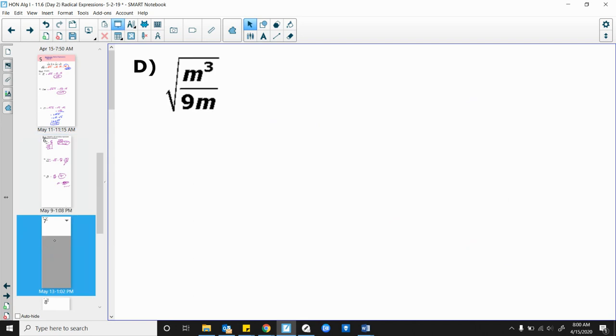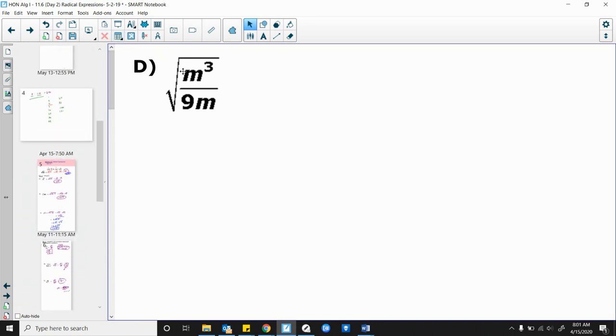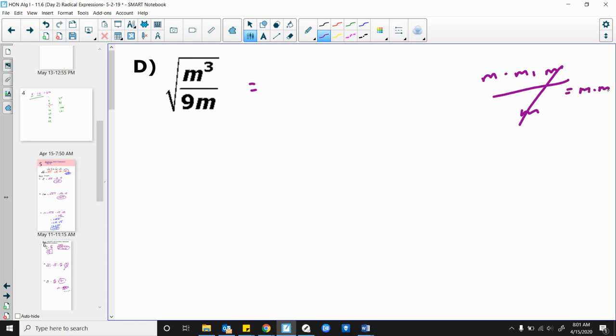Let's move on. All right, D. m to the 3rd over 9m. In this case, the first thing we need to do is simplify. And you might say, well, Mr. Spot, there's nothing I can simplify. Well, if I have an m to the 3rd over an m right here, some of you might remember m times m times m over m. One of these cancels, and I end up with m times m, which is m squared.